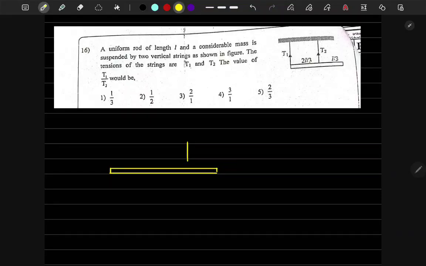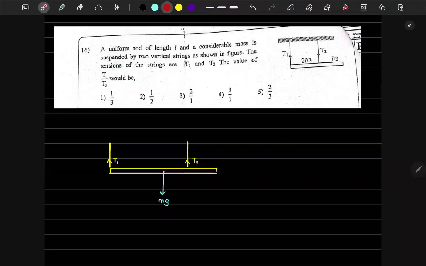So T2 is somewhere here. We have T1 here. We have to mark the missing force, the weight of the rod. So the weight of the rod should be right at the middle of the rod because they have given us that the rod is uniform. So let's draw that force right at the middle. That would be, let's say, mg. Let's consider the mass of the rod to be m.